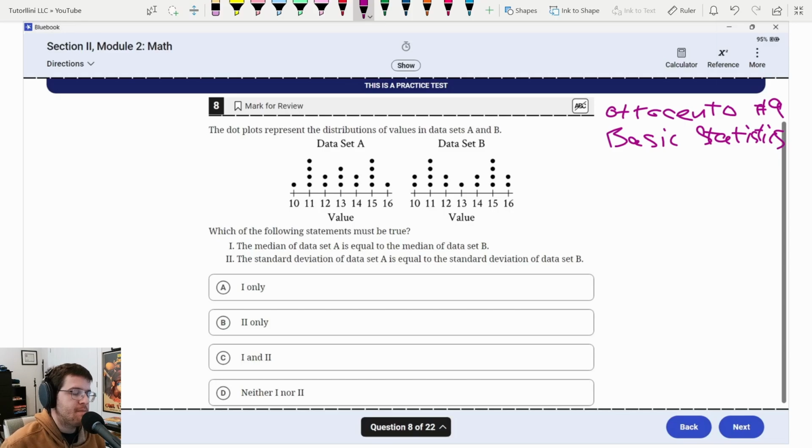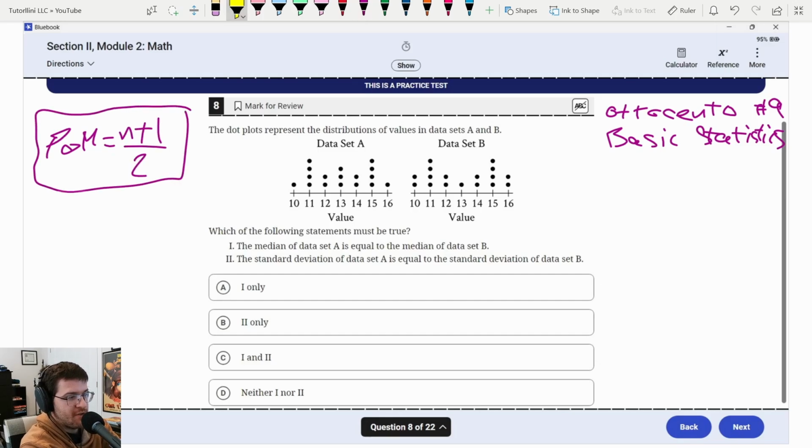Okay, question 8. I go over this in great detail in my Ottocento number 9 on basic statistics. Please go check it out. For median, you can just eyeball it, but I would probably just check real quick anyway. The position of median is n plus 1 over 2. So let's see. They don't tell us, which is really annoying.